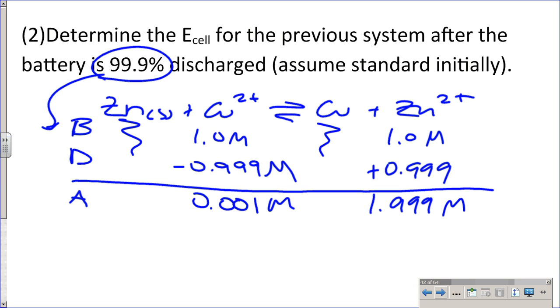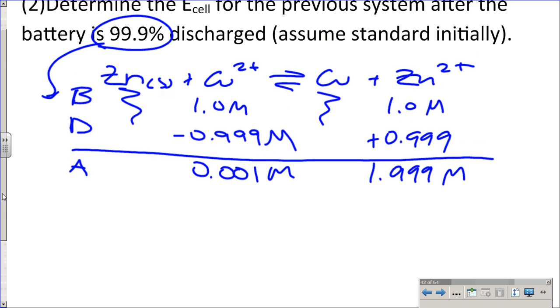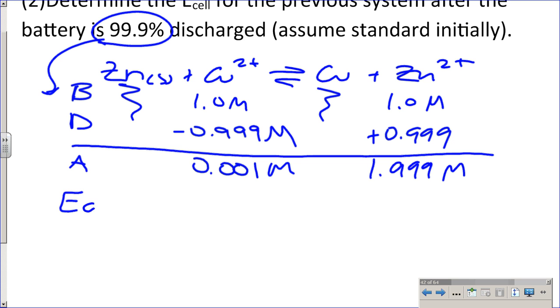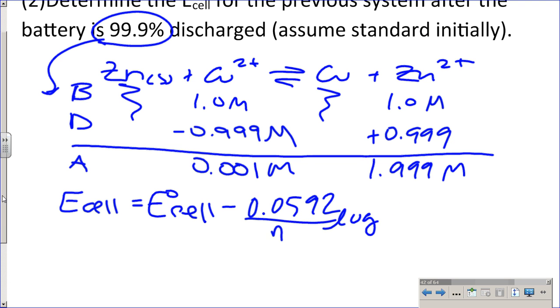We got the new concentrations. So you want to solve for E cell. Is there an equation to solve for E cell? Thank you, the Nernst equation. Okay. So Nernst equation. So E naught cell, which we do know it was 1.1 volts, which is from the previous slide, minus 0.0592 over n log of Q.